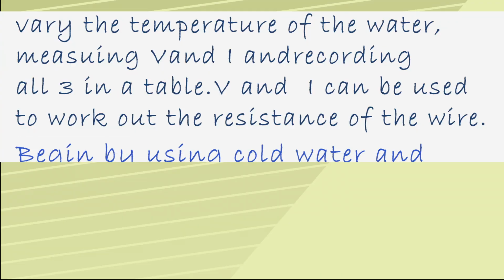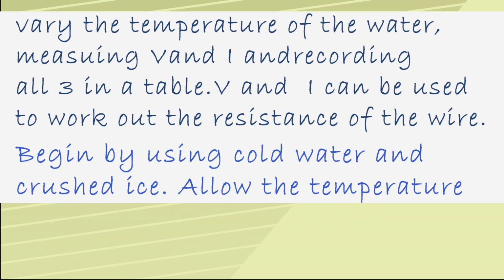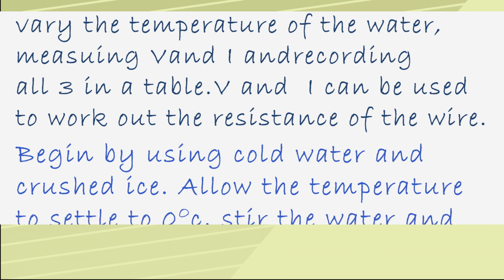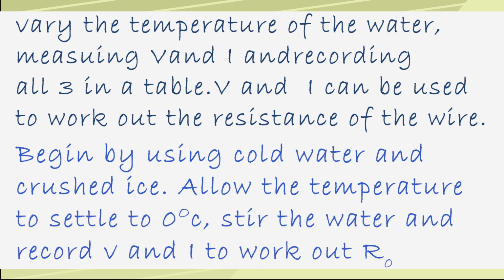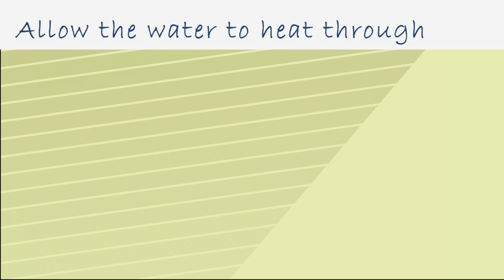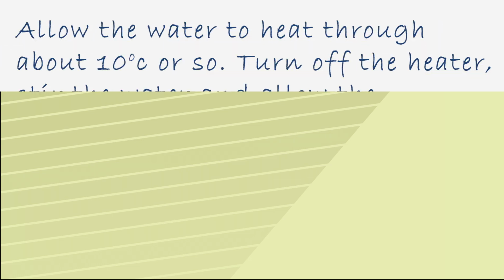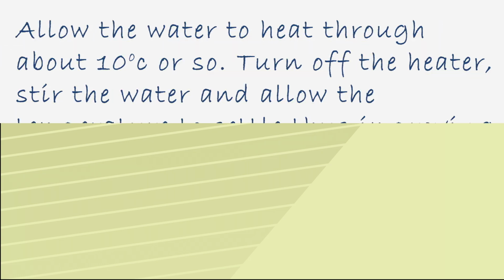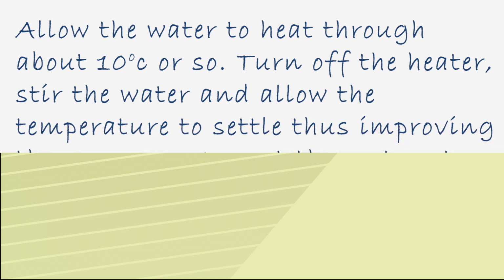Begin by using cold water and adding crushed ice. Allow the temperature to settle to 0 degrees, stir the water and record V and I. We can use these values to get R0. Now for a big part of the method. Write something like, allow the water to heat through about 10 degrees or so. Turn off the heater, stir the water and allow the temperature to settle, thus improving the accuracy.